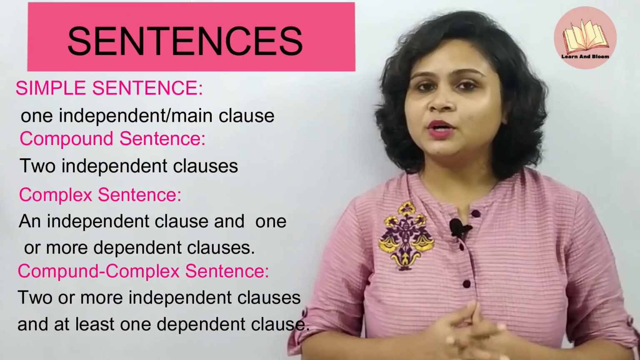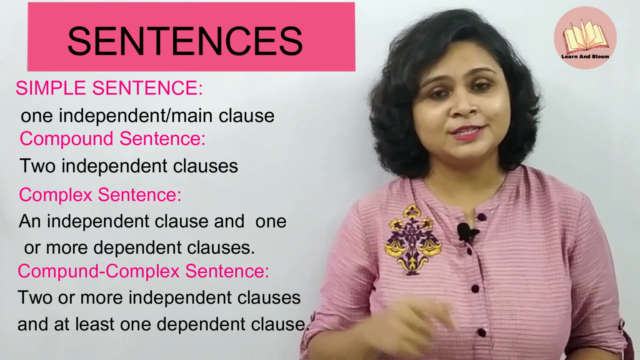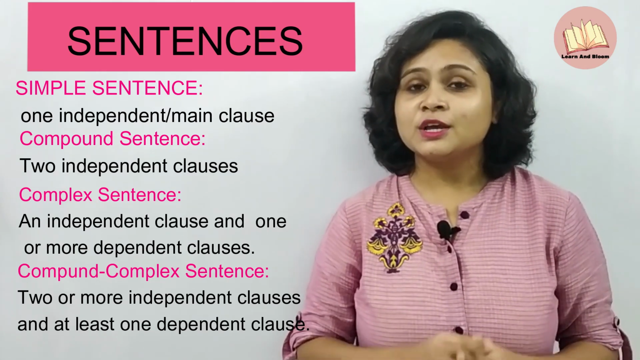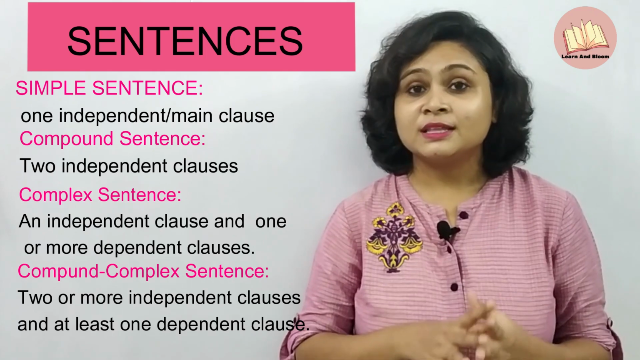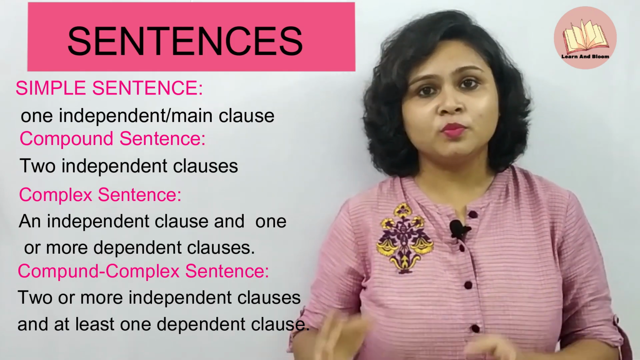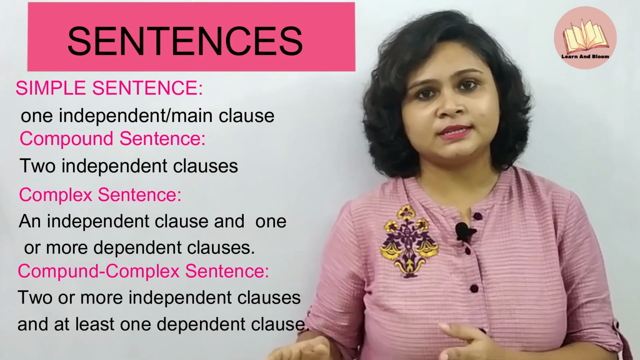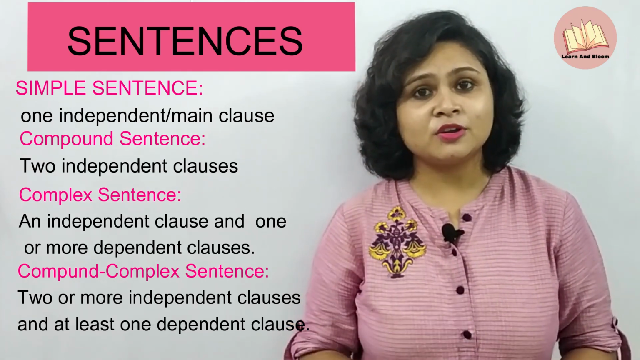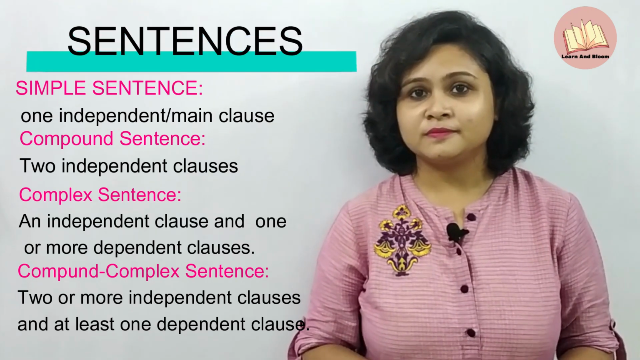Now I will sum up the whole thing. We have a simple sentence that has only one independent clause, then a compound sentence that has two independent clauses, and then a complex sentence that has one independent clause and one or more dependent clauses, and then a compound complex sentence that will have at least two independent clauses and at least one dependent clause.